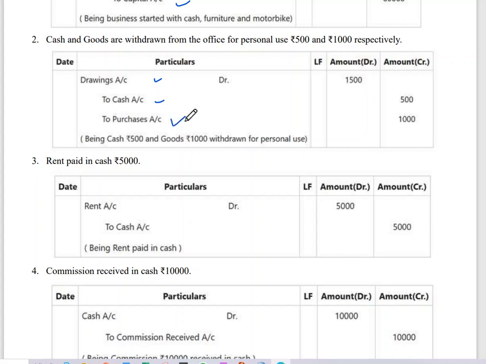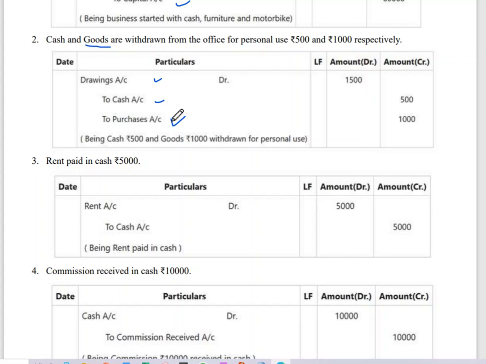Also he has taken the goods, as they have specified here. So it is hitting the purchases account, where the purchases of goods were done. Assume that there were some goods already existing in the business, out of which 1000 worth of goods he has drawn for his personal use. So that is why it is hitting the purchases account.